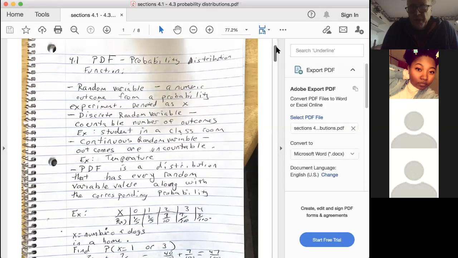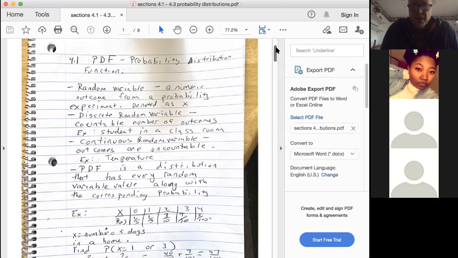So a probability experiment is just a process you do the same way over and over again, like toss a coin 5 times. That would be a probability experiment. Say ride your bike 10 miles the next 7 days, and then record the time. That would be a probability experiment. Okay. A discrete random variable has a countable number of outcomes.